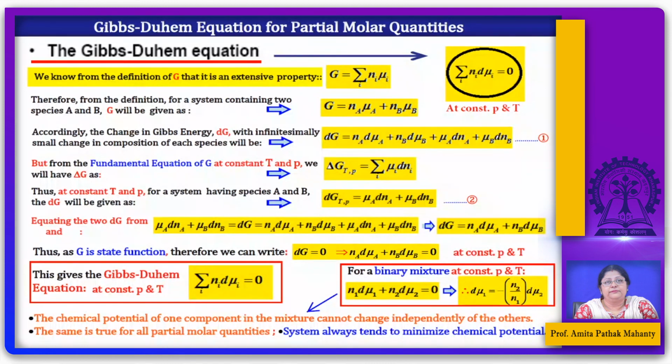The Gibbs-Duhem equation is nothing but the summation of the number of moles of a species into the change in chemical potential of that species in a system, summed over to give a value equal to 0, so that the system is always going towards the minimization of chemical potential. Chemical potential is also a potential term, an energy term, so it should also move in a direction where you have minimization of the chemical potential. The chemical potential is always going to be driven from a higher level to a lower level.